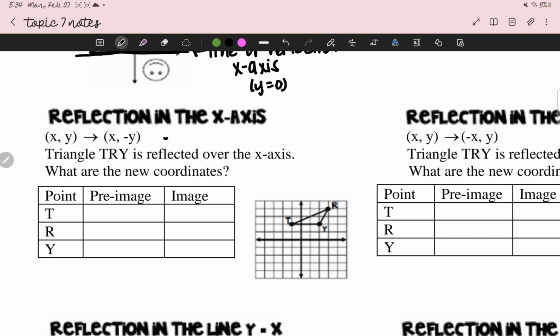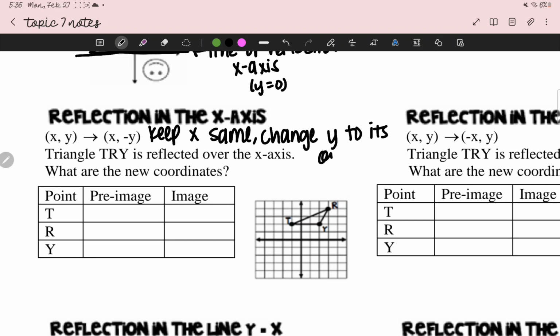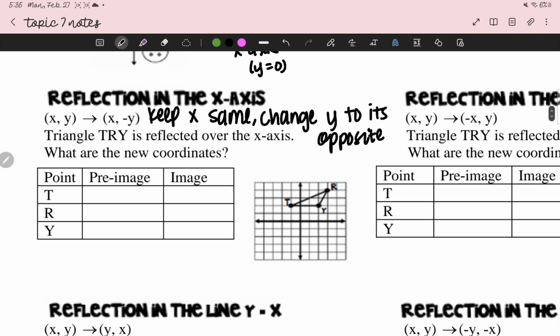So keep x the same and change y to its opposite. Okay, that's what we would have here. So we're going to go ahead and do that.